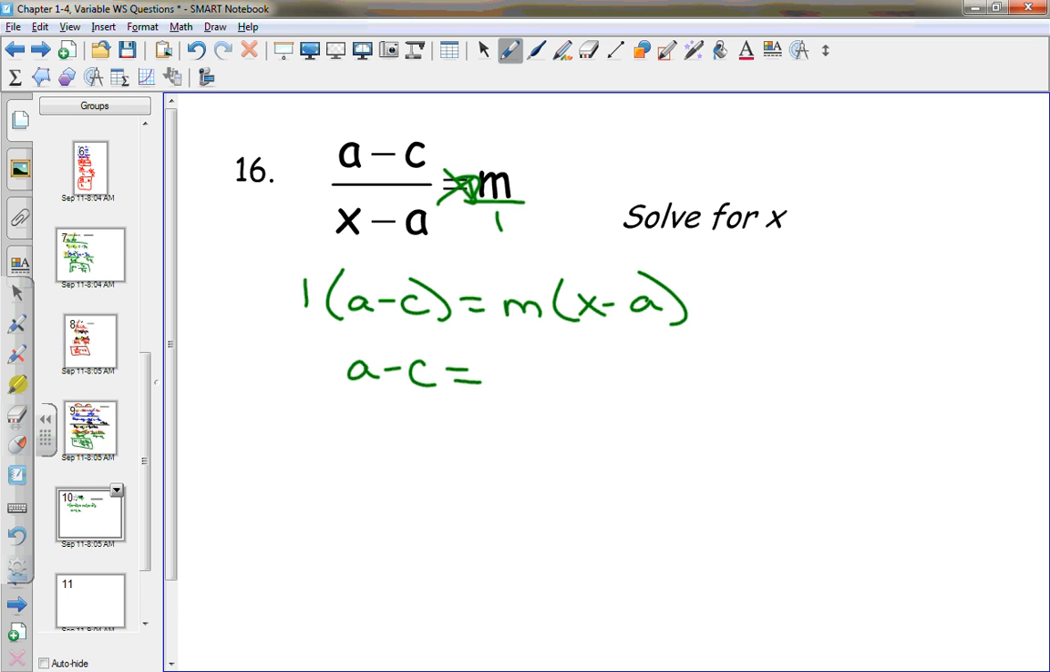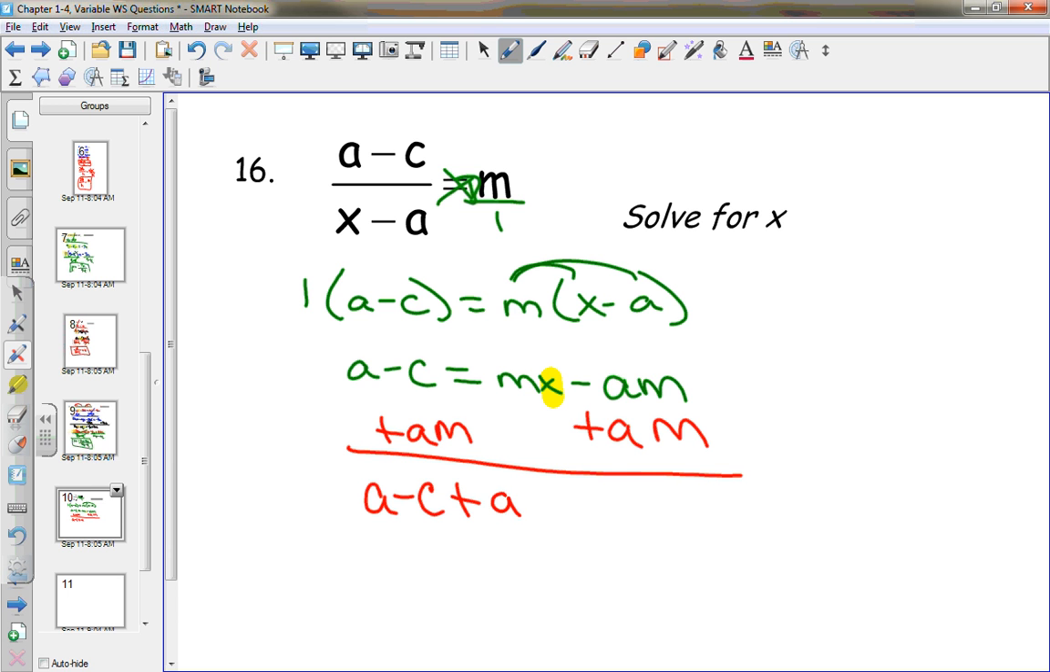Distribute. So you would like to distribute? Fine with me. mx minus ma. Oh, sorry, am. Couldn't help it. What am I solving for? I am solving for x. What has to go away? Why the am instead of the m first? PEMDAS backwards. You're unwrapping the package, leaving as much of the package together. So a minus c plus am is equal to mx.